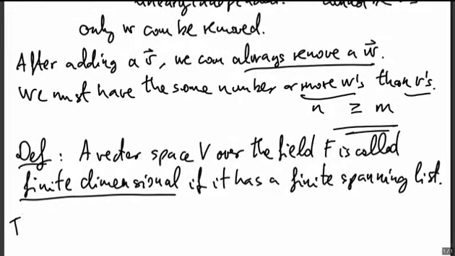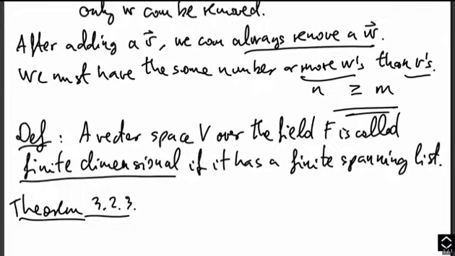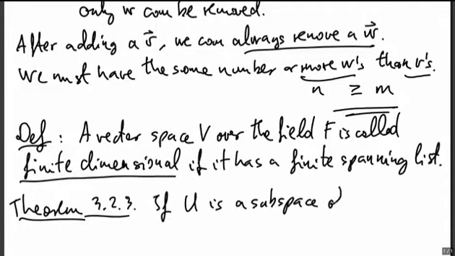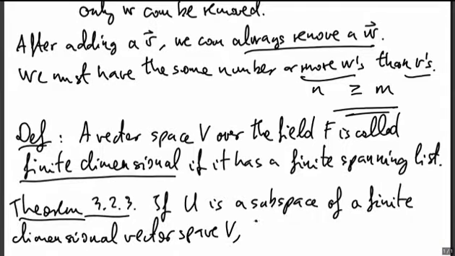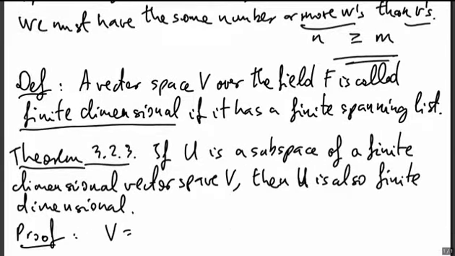The next theorem, 3.2.3, is about subspaces. We already saw many examples of subspaces and how important they can be. If U is a subspace of a finite dimensional vector space V, then U is also finite dimensional. We will prove this. If V is finite dimensional, then that means that it has a spanning list which is a finite number of vectors. Let's say W1, W2, ..., Wm is a spanning list.